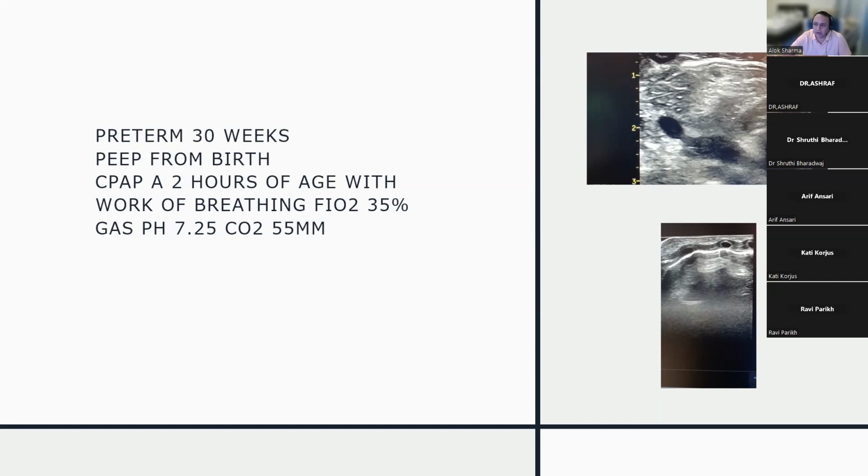The baby's had the golden hour, has had lines inserted, a UVC and a UAC, has had a screen, started some antibiotics, and started fluids. But an assessment at 2 hours of age shows that the baby has significant work of breathing. We don't have an X-ray at the moment, but our FiO2 is about 35%. And this is our first gas, which was done about half an hour back. I'm curious to have some discussion with everybody about what their approach would be at this particular point.